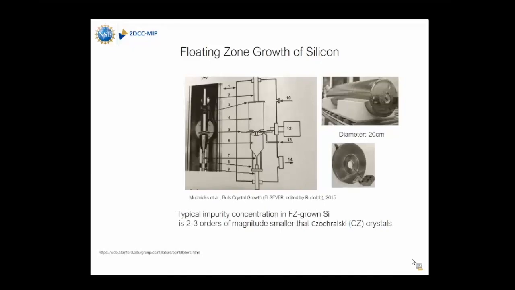In this method, the heating source is the inductor, which is just a plate-like single-turn coil, and then you apply a high frequency signal and generate heat in the zone. So that can melt the material. So crystals could be made very big and very pure.